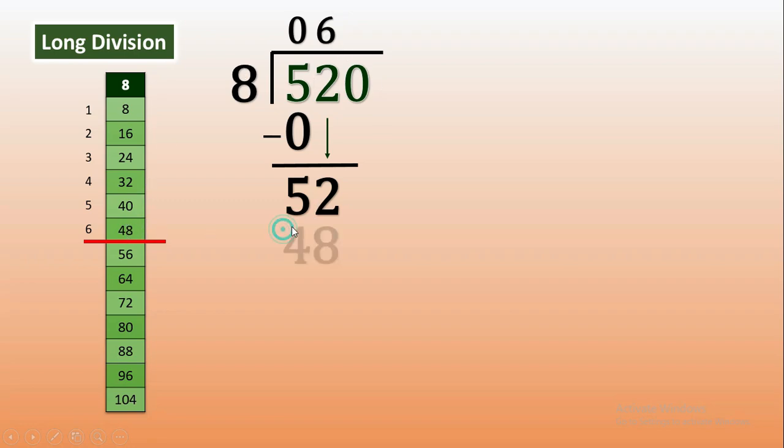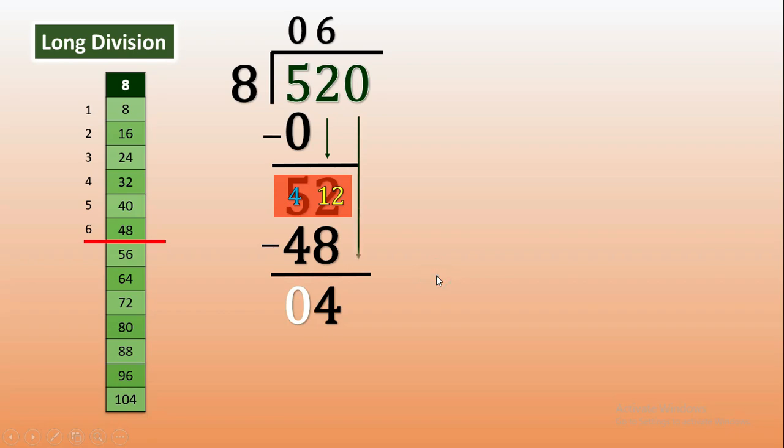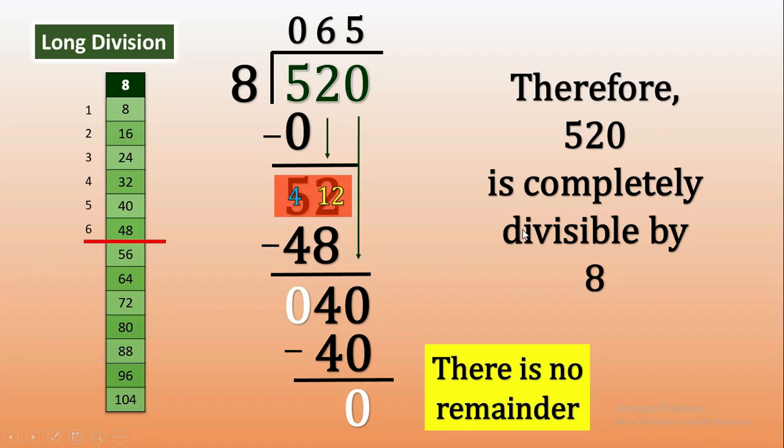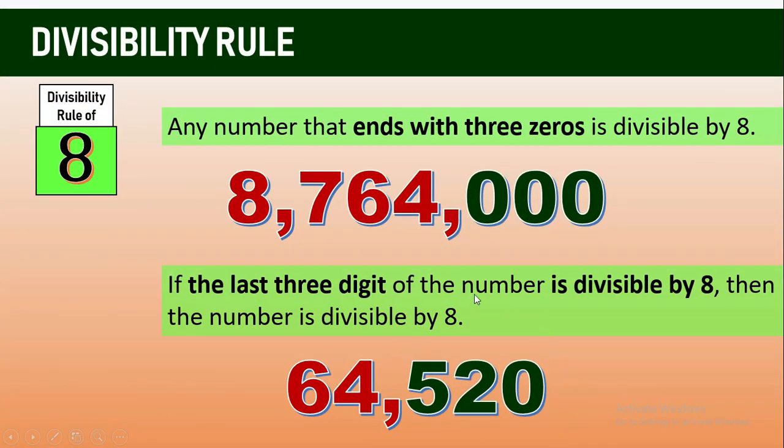6 times 8, ito na yon, 48. 52 minus 48, 2 minus 8 cannot be. So, magbo-borrow siya sa 5. Magiging 12 siya, and then the 5 magiging 4. 12 minus 8, 4. 4 minus 4 is 0. Bring down 0. So, sa 40, ilang 8 meron? 40 divided by 8 is 5. Andito na nga sa multiple table natin, di ba? So, there are 5 8s in 40. 5 times 8, 40. 40 minus 40 is 0. There is no remainder. Therefore, 520 is completely divisible by 8. So, kung ang 520 nadi-divide ng 8, then 64,520 is divisible by 8. Itong buong number ay nadi-divide completely ng 8.